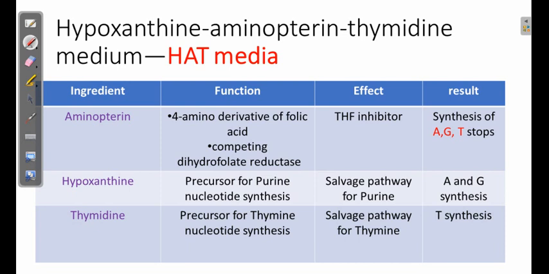So basically what happens when we fuse two cells, suppose this is a spleen cell and this is a myeloma cell. There are 4 possibilities. One possibility is that 2 spleen cells are joined. The second possibility is that 2 myeloma cells are joined.